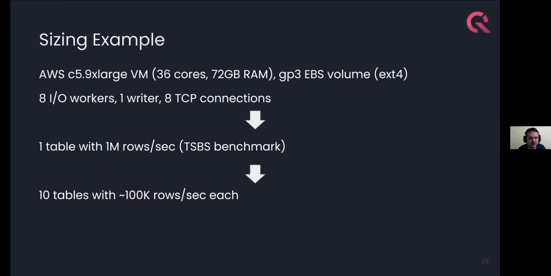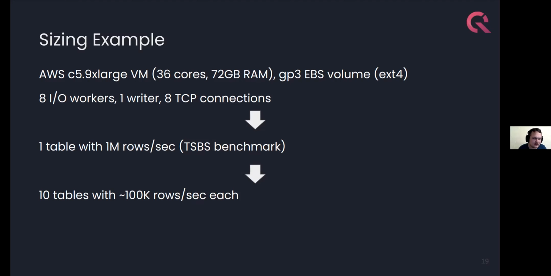As an example that we have, on AWS, a medium-sized virtual machine, C5 9x large with a GP3 EBS volume and an XFS file system, you can go as high as around 1 million rows per second in TSBS with one table.